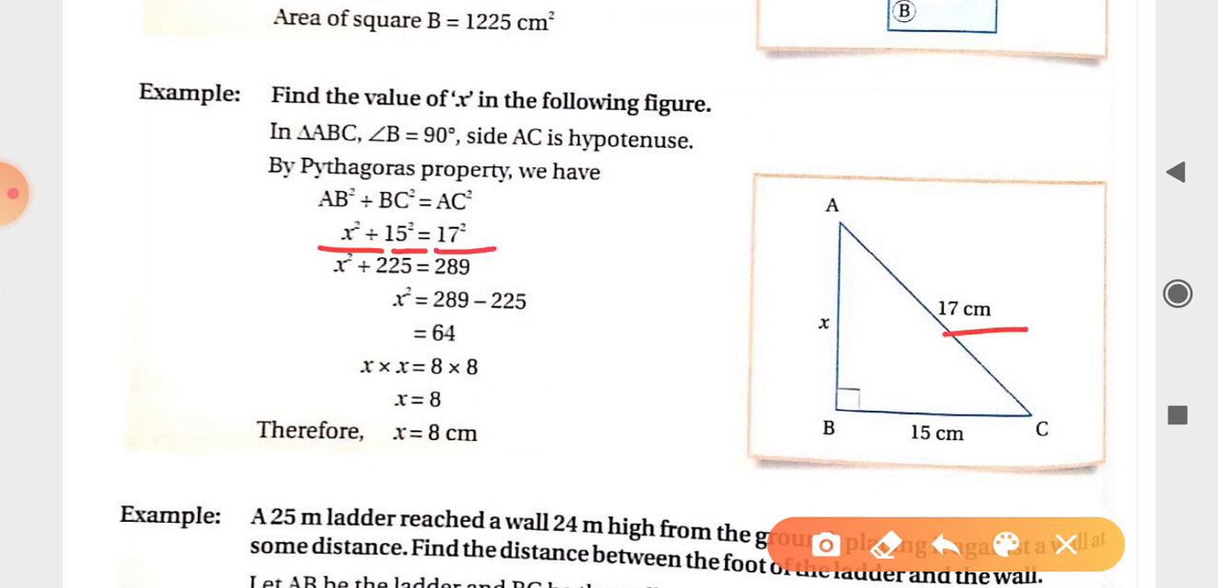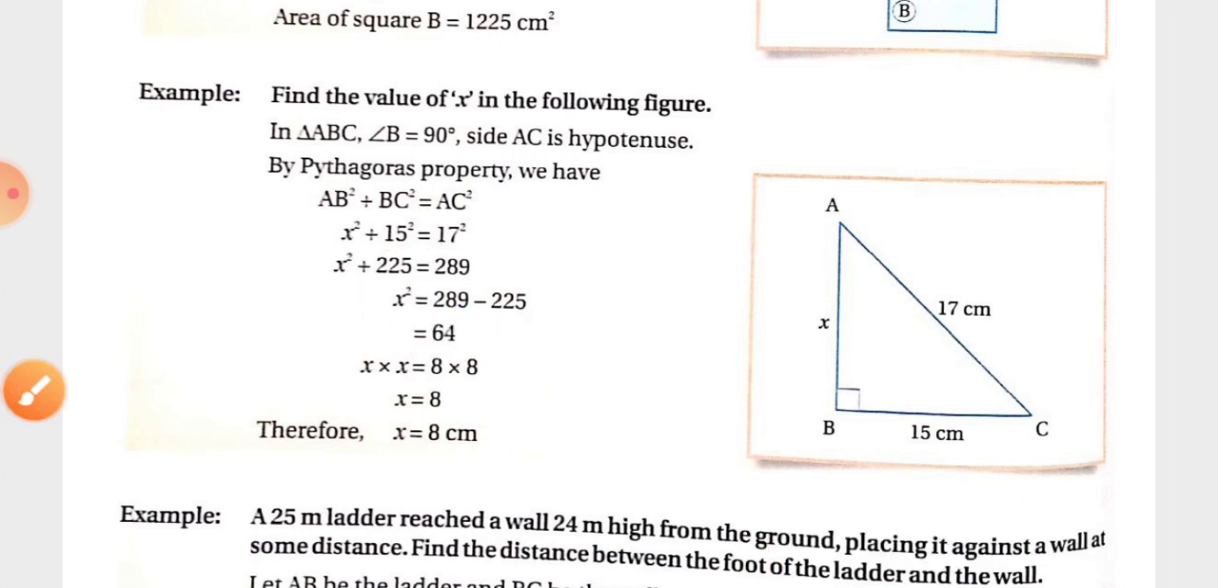So it becomes 17 square. Now transpose 15 square to the right side. Then we get x square is equal to 289 minus 225. After subtracting we get 64, so x square is equal to 64. And now we will find a number whose square is 64.